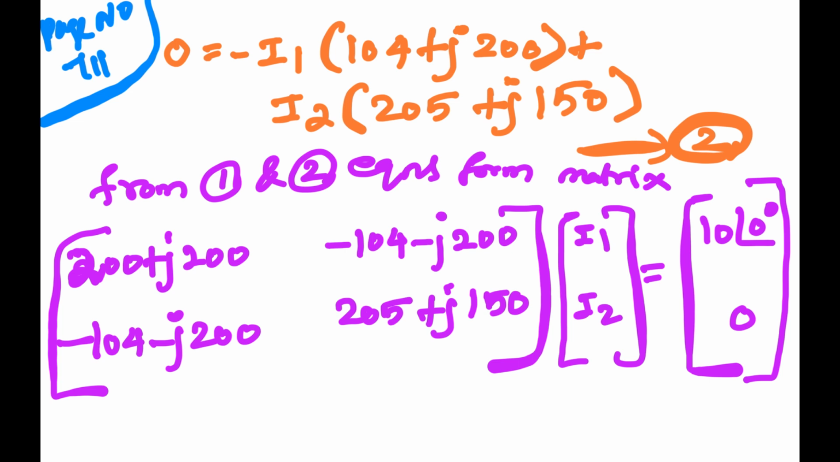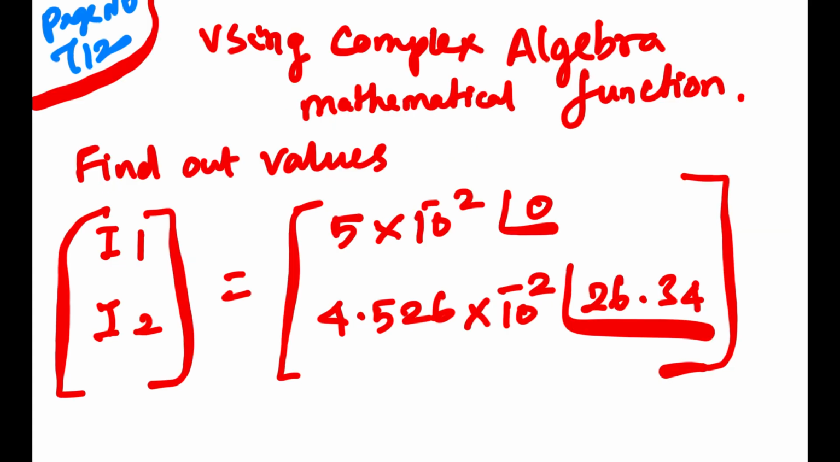In this way, we obtain the first equation and second equation. Second mesh, no supply, 0. Minus I1 into (100 plus 4 plus j200) plus I2 into (205 plus j150). I explained in a previous class on DC circuits how to write equations. I2 into impedance.